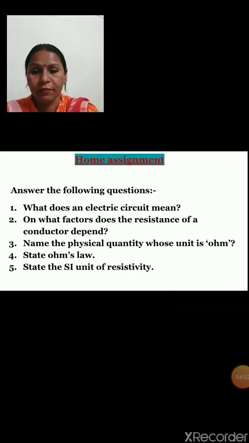Now children, after explaining all the terms, I am giving you one home assignment. In this home assignment, you have to write down the answers of the following questions. What does an electric circuit mean? On what factors does the resistance of a conductor depend? Third question is, name the physical quantity whose unit is ohm. Question number 4, state Ohm's law. Question number 5, state the SI unit of resistivity.